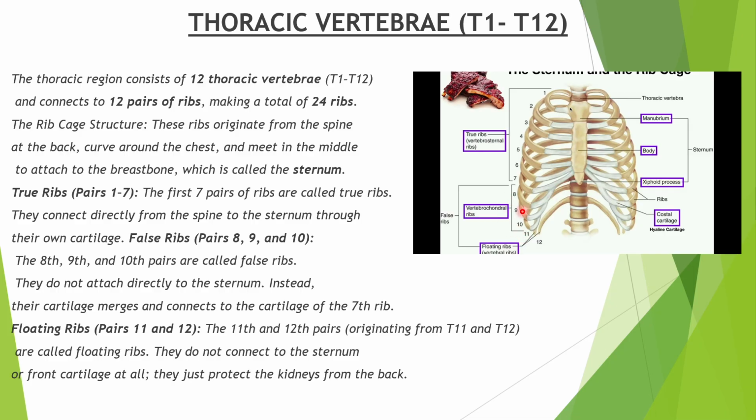Next, the 8th, 9th and 10th ribs are the false ribs, because they do not attach directly to the sternum. Instead, their cartilage meets together with the cartilage of the 7th rib. The 11th and 12th pairs of ribs are known as the floating ribs, because they do not connect to the sternum. So this is the thoracic vertebrae.